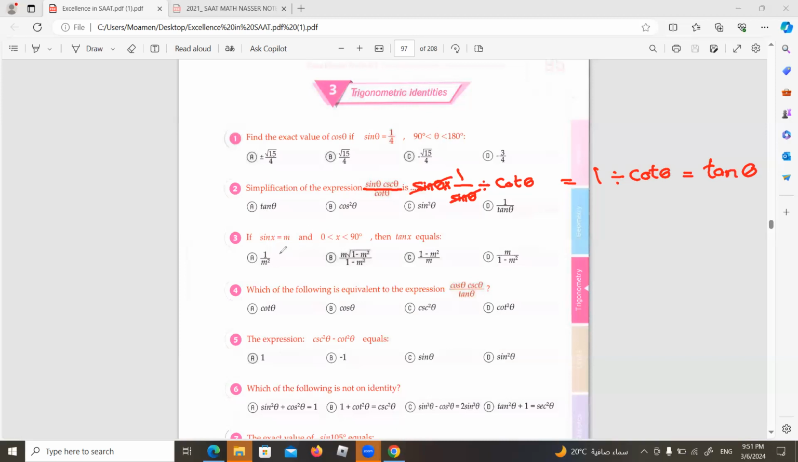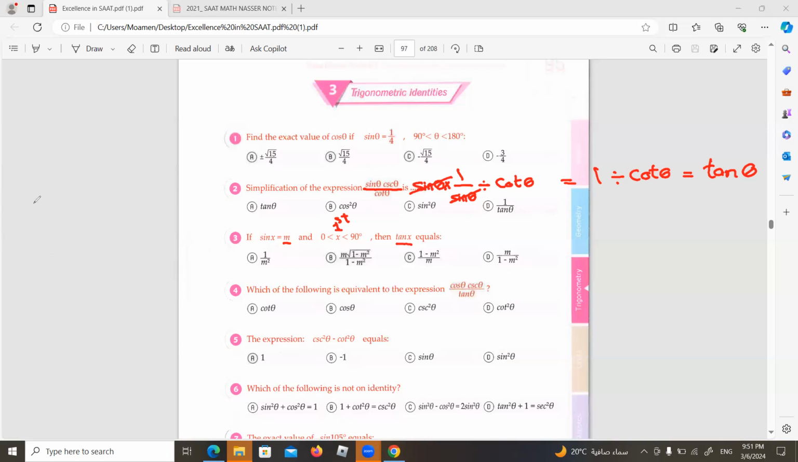We go to number 3. In number 3, he said sine x equals m, and x is between 0 and 90. In which quad? In the first quad. Then tan theta equals what? We have two ways to solve this. Just use any one.